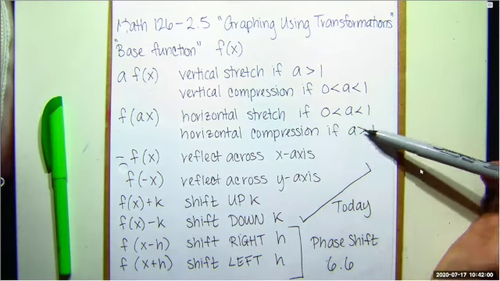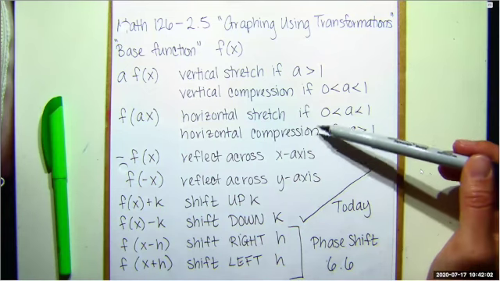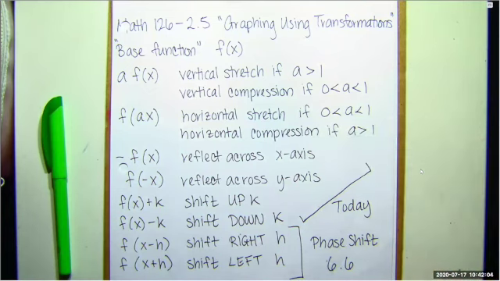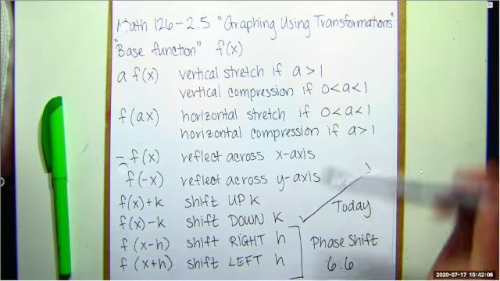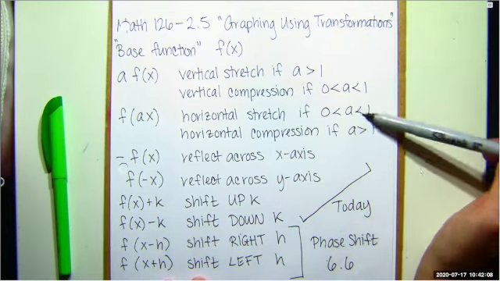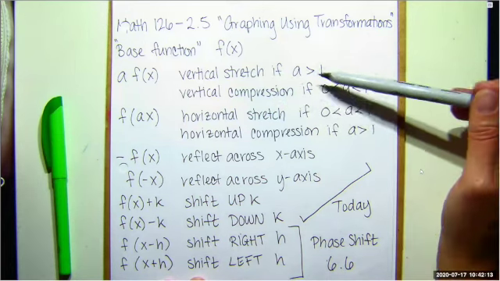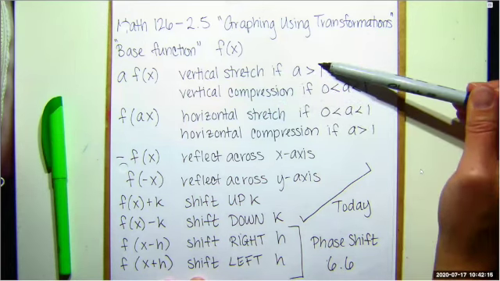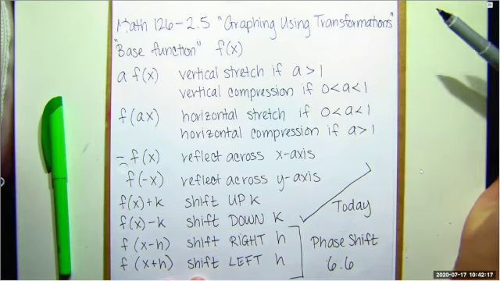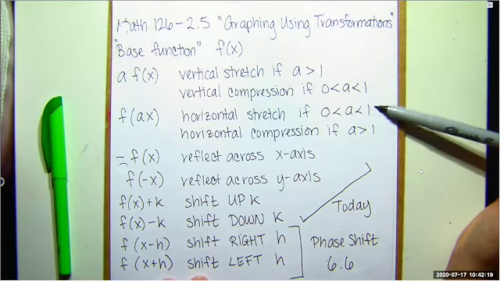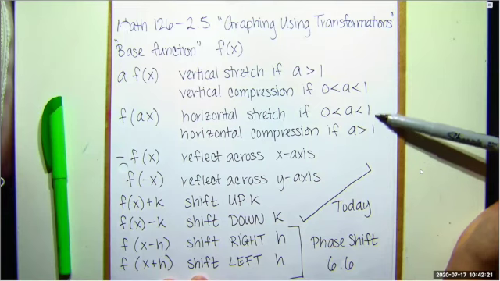If we multiply by something greater than 1, the x values are going to occur quicker, and that's a horizontal compression. Usually the way that I remember which is which: this vertical stretch and this vertical compression make sense, right? If we multiply by 2, those y values are getting bigger. If we multiply by 1/2, those y values are getting smaller. Usually I just think the horizontal stretch and compression are flipped.